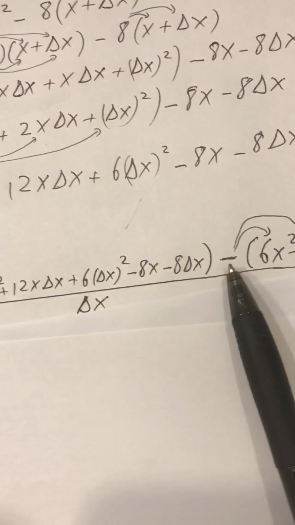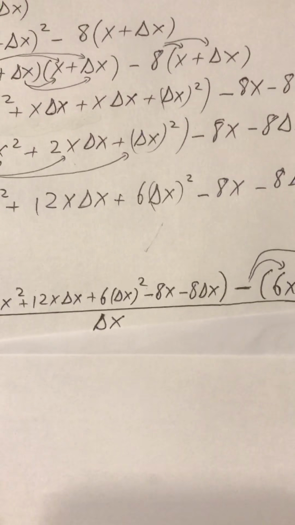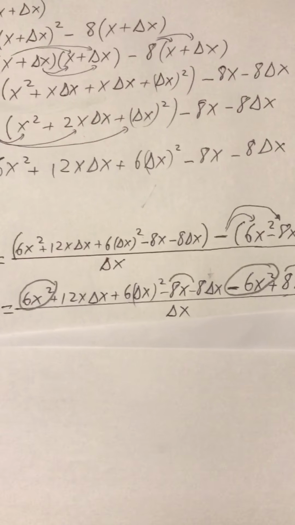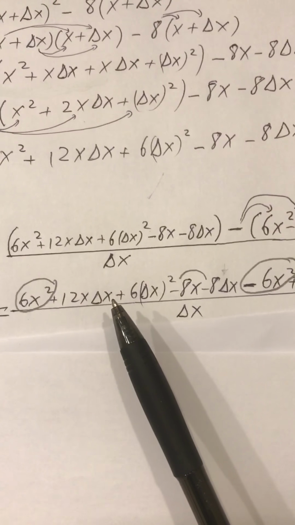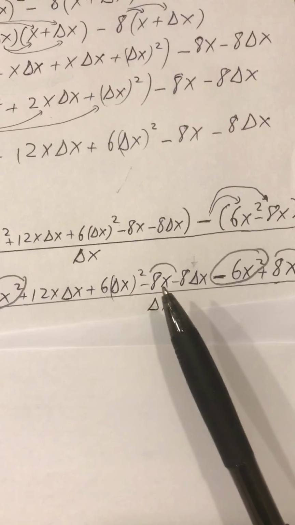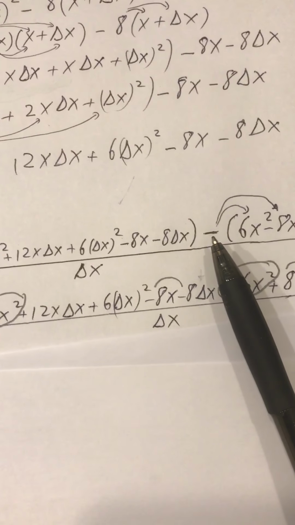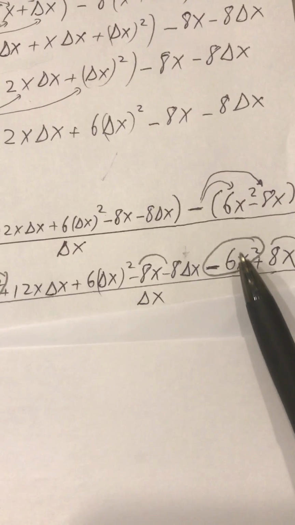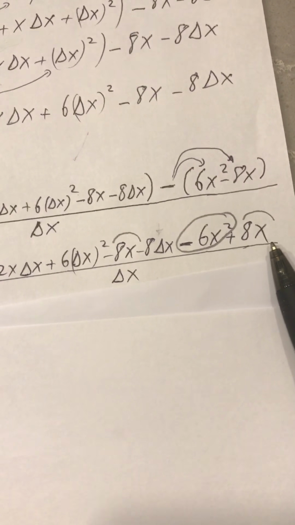Next step, let's distribute this negative sign to 6x squared minus 8x. So we get 6x squared plus 12x delta x plus 6 delta x squared minus 8x minus 8 delta x. The negative here will convert this 6x squared to negative 6x squared. And this negative here will change this negative 8x to a positive 8x.